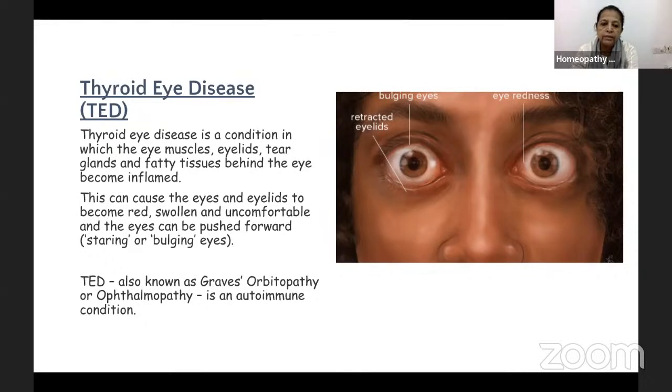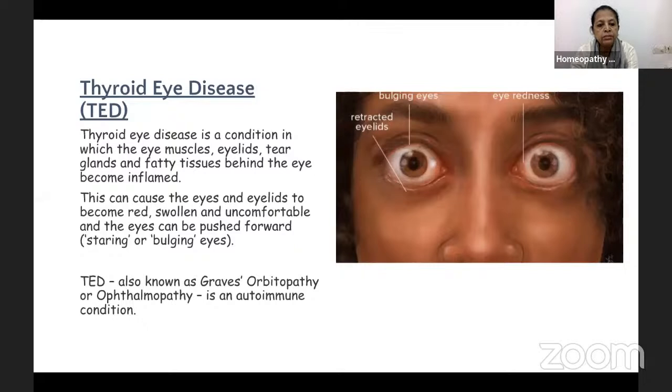Thyroid eye disease is a condition in which the eye muscles, eyelids, tear glands, and fatty tissues behind the eye are affected and inflamed. The cause is an autoimmune condition. Now, what is an autoimmune condition?